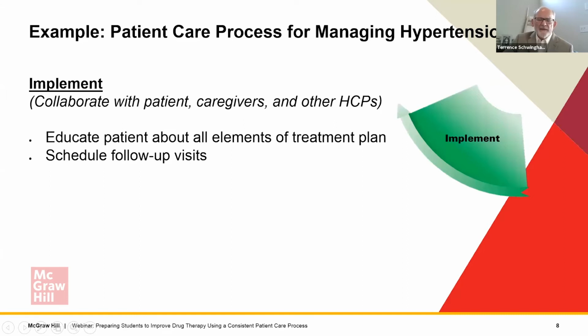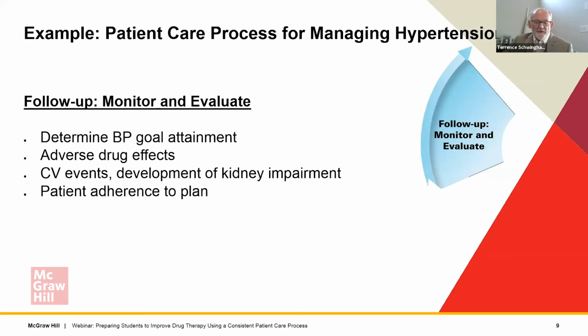In the implementation step, which also requires collaboration, you would educate the patient about all the elements of the treatment plan and schedule follow-up and the timing of visits. In the monitoring and evaluation step, the first thing is to determine how close the patient is to achieving their goal blood pressure, whether they're experiencing any adverse effects or whether they have any cardiovascular events or whether they're developing impaired renal function, and what their level of adherence is to the patient care plan.